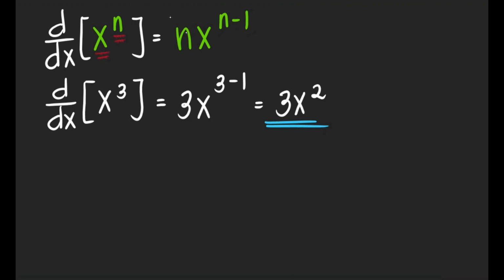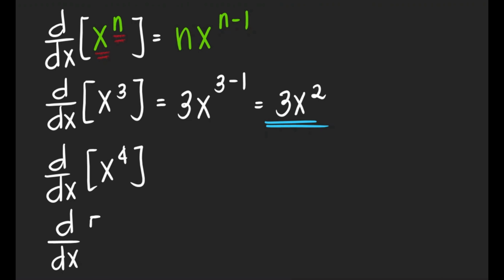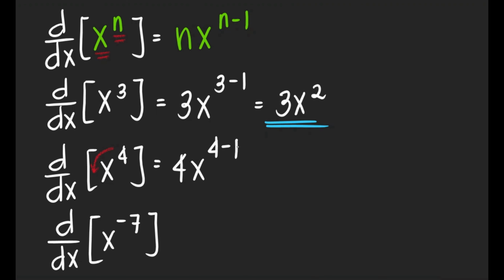Now let's use the power rule to find the derivative with respect to x of x to the power 4 and the derivative with respect to x of x to the power negative 7. For x to the power 4, we bring down the exponent 4 times x, then subtract 1 in the exponent. We got 4 minus 1. The answer will be 4x cubed.